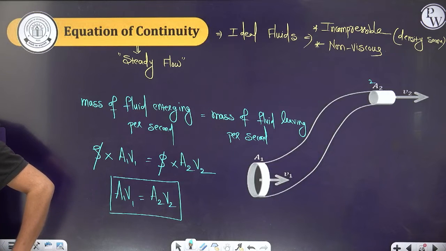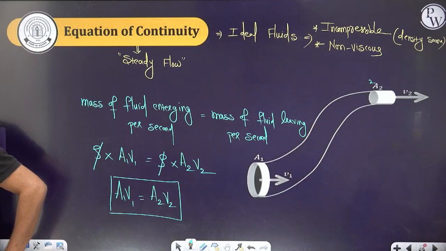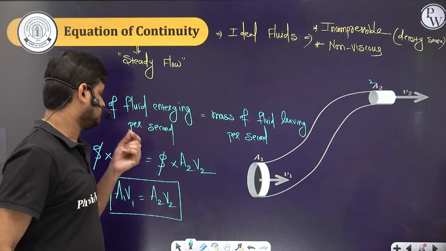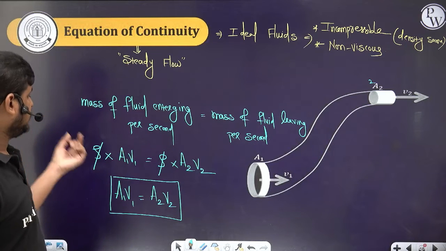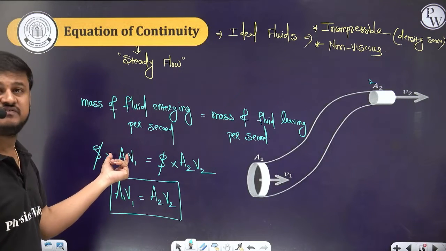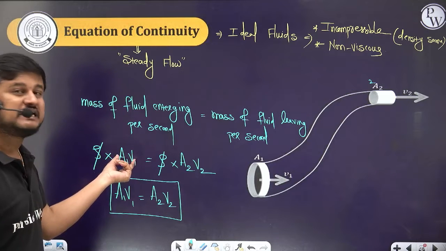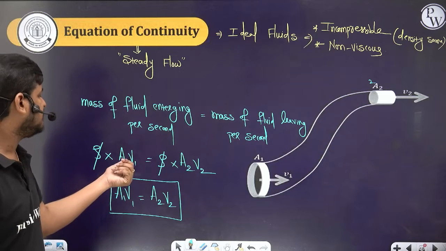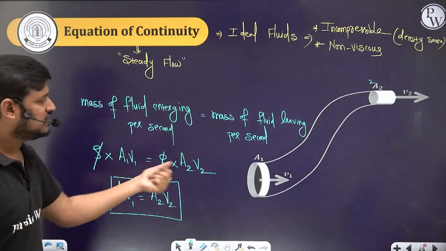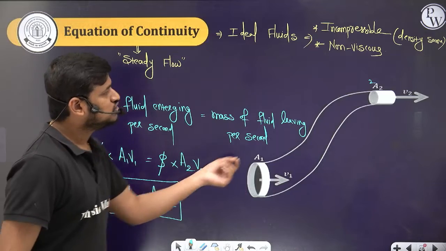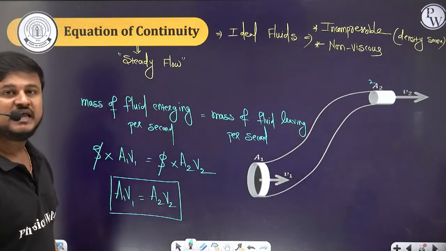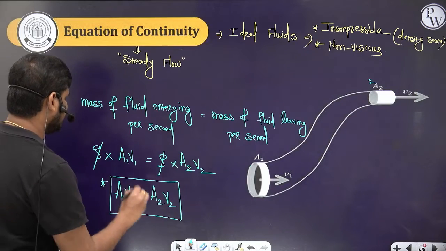Done? Clear? So why A1 V1, sir? Because it's the volume entering per second. A1 V1 means volume entering per second, which is nothing but the cross-sectional area into the velocity at that point, equal to the cross-sectional area into the velocity at this point. So A1 V1 is equal to A2 V2. This is the equation of continuity.